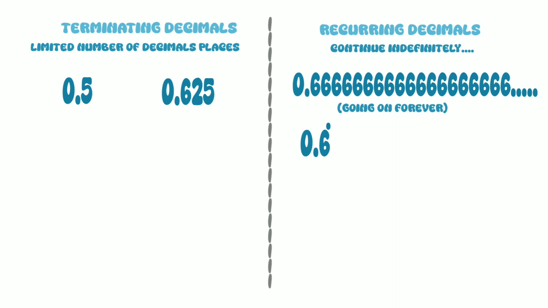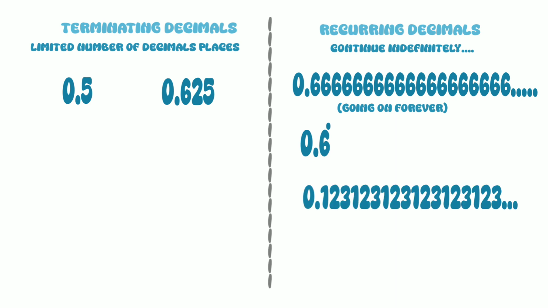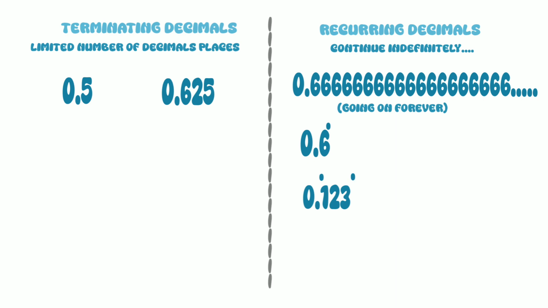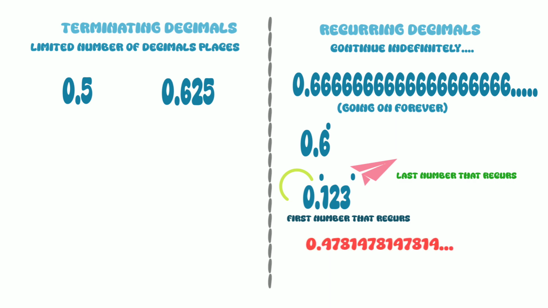For more complicated ones, like 0.123, and so on, it's the whole 123 part which is recurring. So we place the dots above the 1 and the 3, because the 1 is the first number that recurs, and the 3 is the last number that recurs. Or as another example, in this number, it's the 4781 which is recurring. So we could rewrite it as 0.4781, and then place dots above the 4 and the 1.